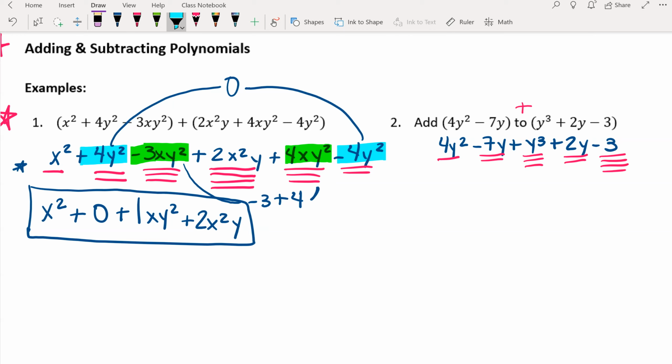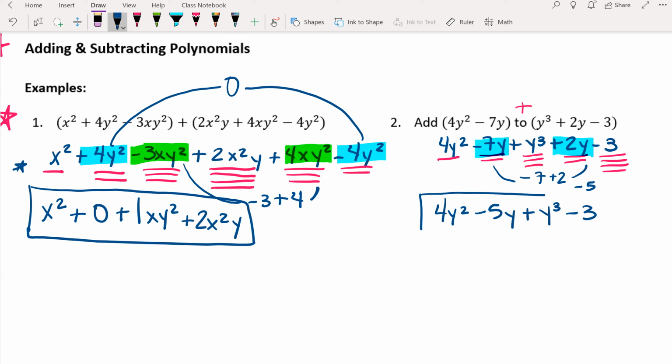Okay, so which ones am I allowed to combine? My double underlines, negative 7y plus 2y. So I'm going to start by saying 4y squared, because that was like a loner. And then we have negative 7 plus 2, that's going to be negative 5. Hopefully you got that. Okay, so we have negative 5y plus, keep going, y cubed minus 3. Done. And you're going to get a chance to try in a second.